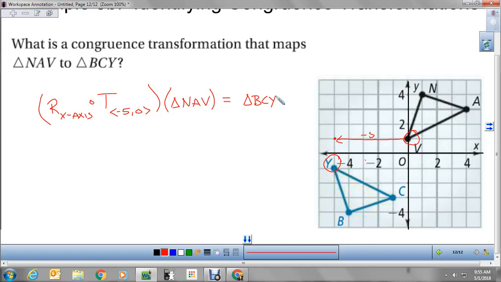All right, this concludes lesson 9.5, Congruence Transformations.